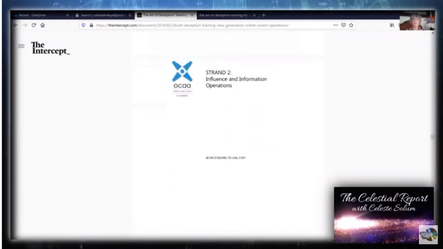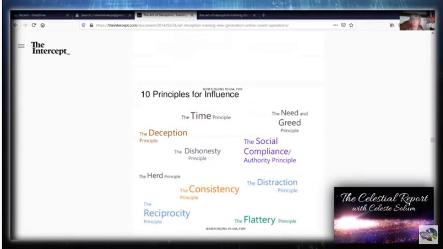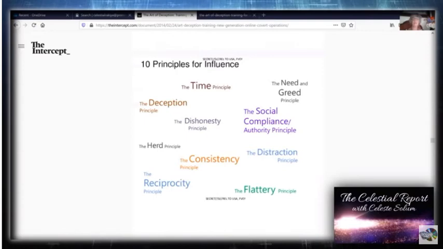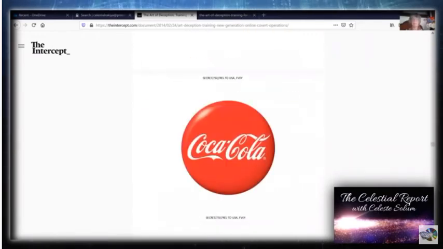So this is the second strand, the influence and information ops. 10 principles for influencing: the time principle, the need and greed principle, the deception principle, the dishonesty principle, the social compliance and authority principle. We're getting that loud and clear. The herd principle, we're kind of getting that loud and clear too. The distraction principle, we're getting that loud and clear. The consistency principle, that one. The reciprocal principle, and the flattery principle. We have seen all of these in the last 6 months in play, and we didn't need Coca-Cola.